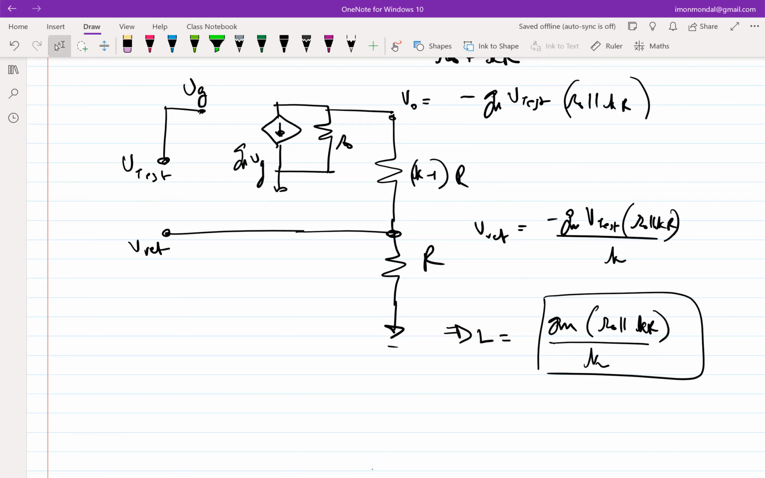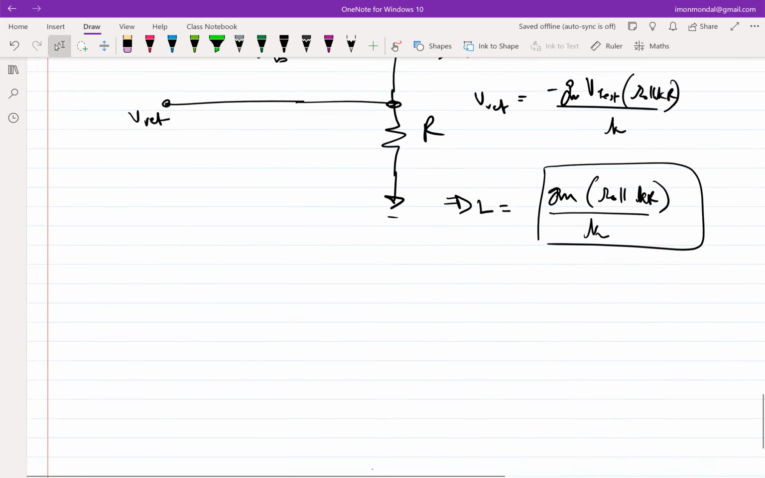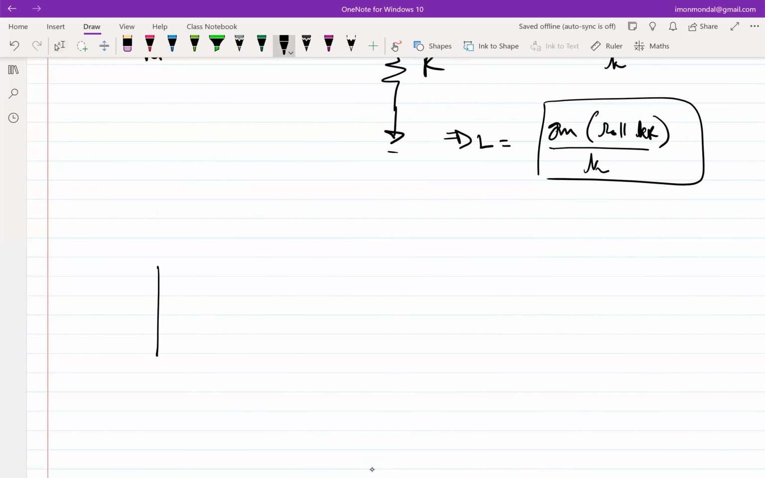Fine. So what I'll do next is draw a more palatable version of this circuit, and you will immediately recognize it. You have seen this circuit multiple times. You'll immediately recognize what this is. So this is a gm, which means this is a transistor.